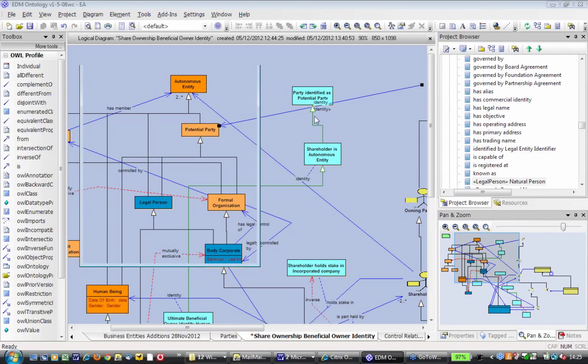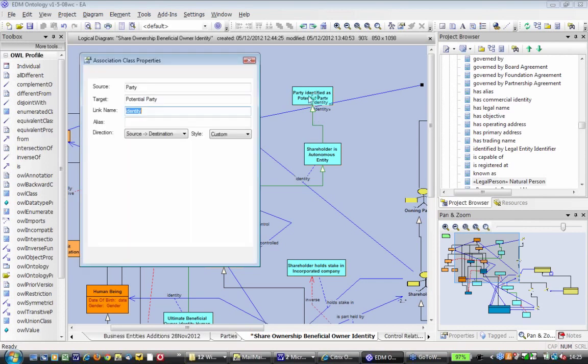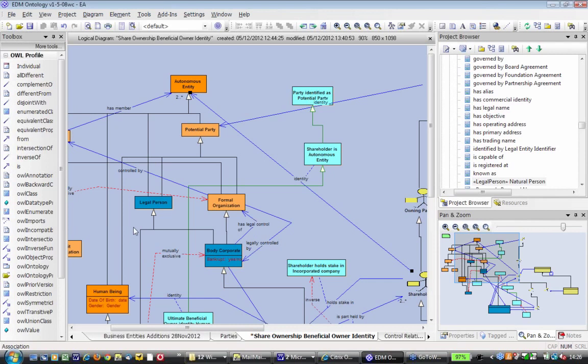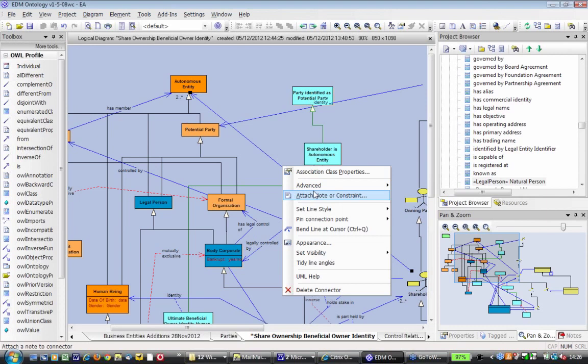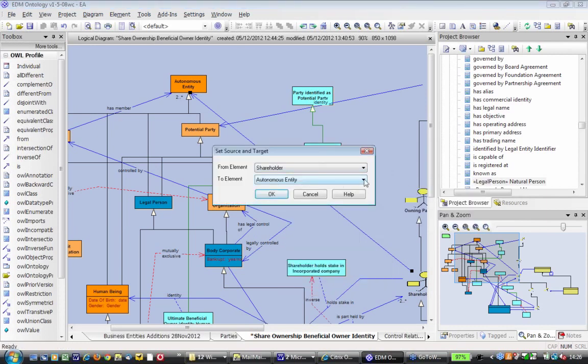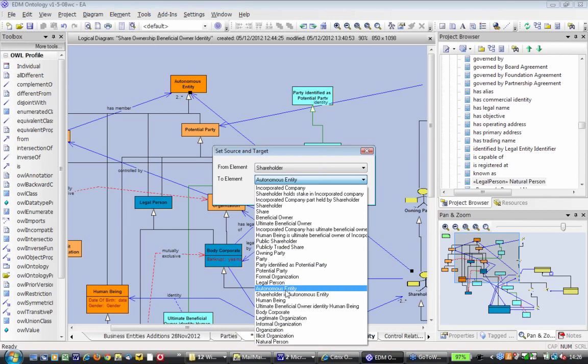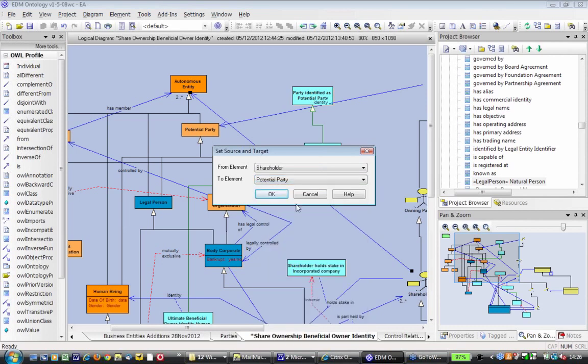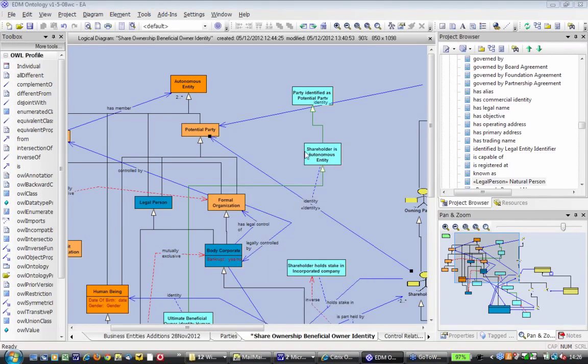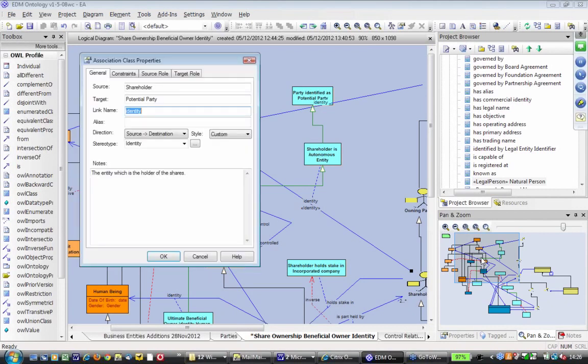I'll just do that, get rid of the extra noise, and then you see what broke before was when I moved this potential party, I had this shareholder being anything. Now potential party includes human beings as well. Then that fixes that. This is what I was hoping we would achieve here. So by extending potential party to any human beings, then we've fixed that wrinkle.